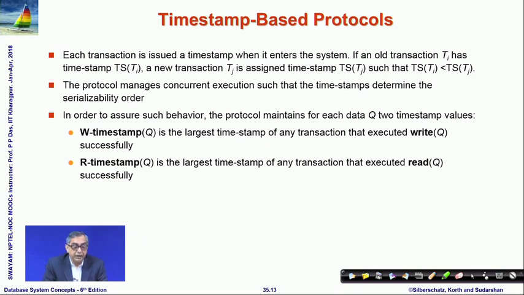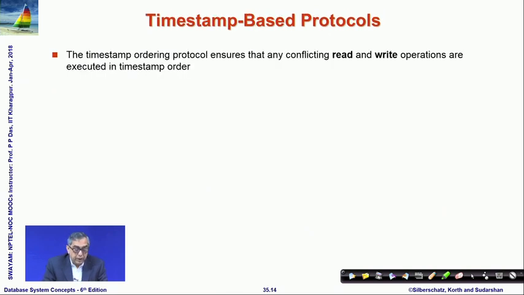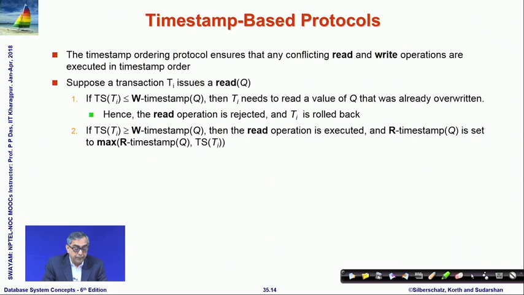So, W-timestamp(Q) is the largest timestamp of any transaction that executed a write(Q) successfully. So, naturally what does it mean? The largest timestamp means the latest write that has happened. Similarly, it keeps the latest read. Now, using that you build up this protocol. So, it again looks only at conflicting read and write operations, and they are executed in timestamp order.